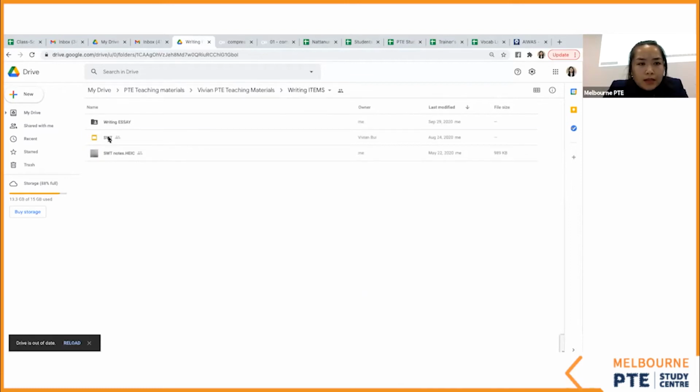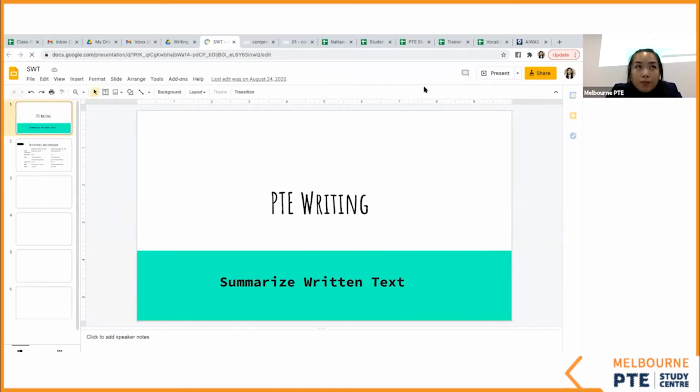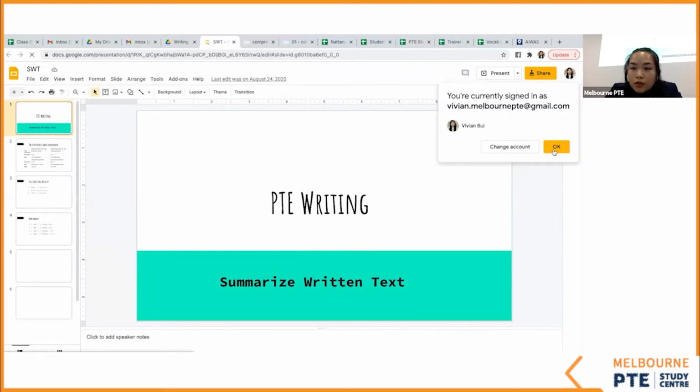Summarize written text. Basically, what you need to do. This one gives you marks for reading and writing. You have to read the paragraph, and after you read the paragraph, you need to summarize. Correct. You need to write a summary about that.